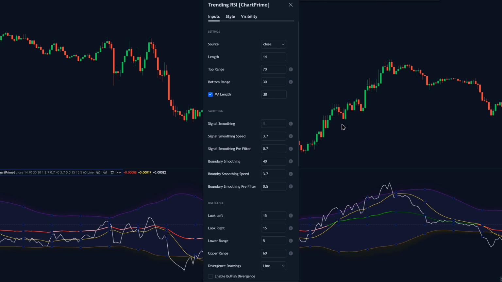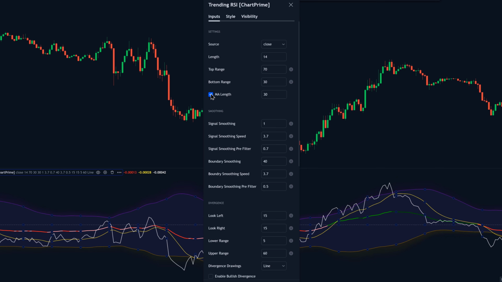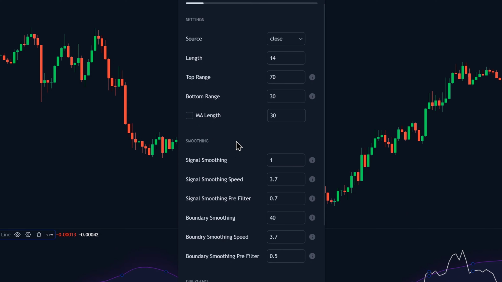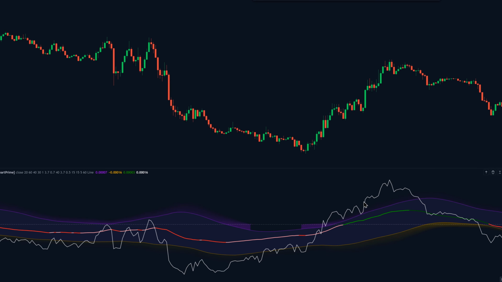For the strategy I'm going to be showcasing here, we're not going to be needing that option, so we're going to keep that disabled. We also want to change the length to 20, the top range reduced to 60, and the bottom range increased to 40. After that, click OK. So this line, traversing the indicator window, is known as the RSI line, and then this purple line at the top is the 60 level. Whenever the RSI line goes above the 60 level, that indicates a super strong bullish momentum, which is also an indication for us to take long positions.